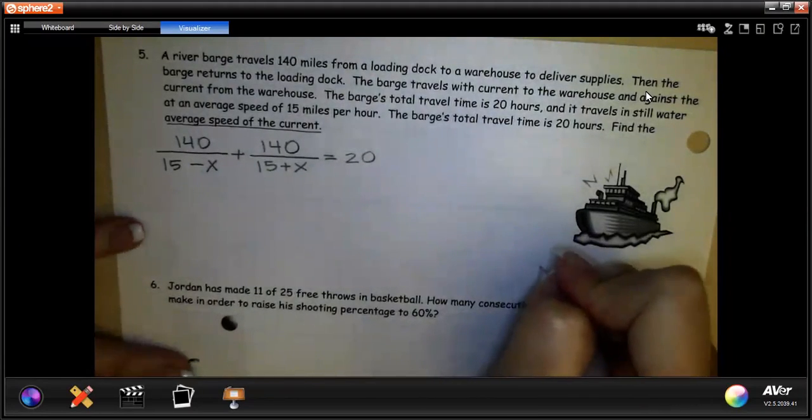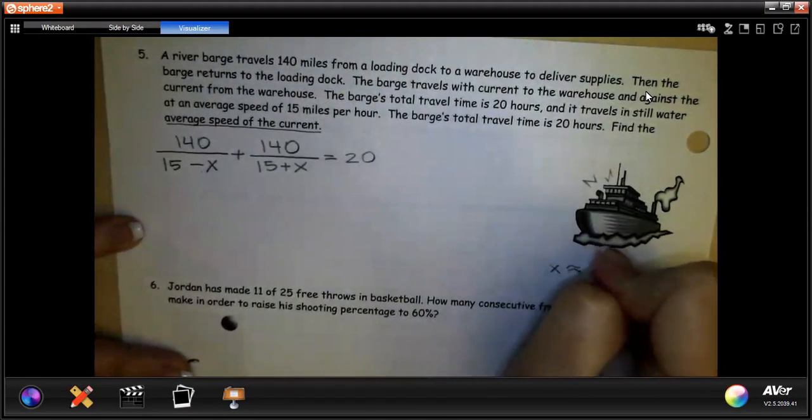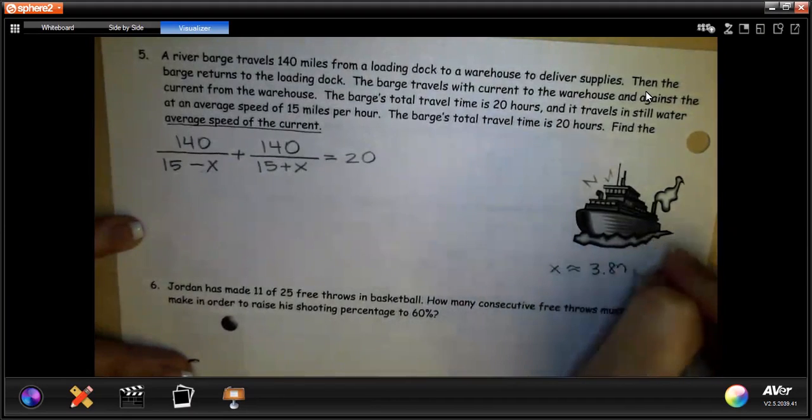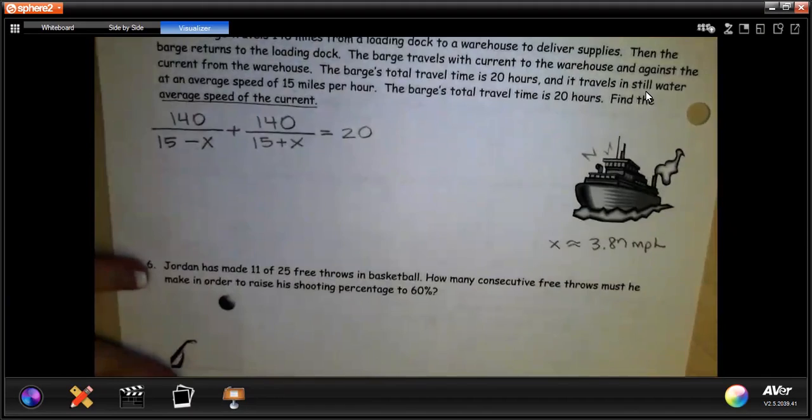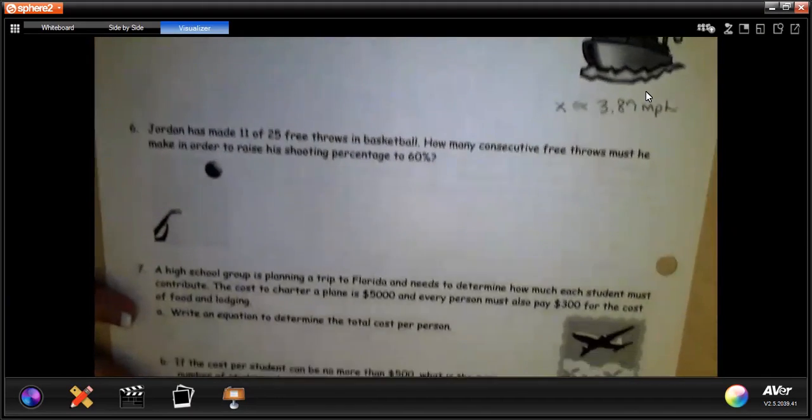I don't want the video to be too long, so I'll go ahead and tell you that x is approximately 3.87 miles per hour. That's our current speed. And you can go ahead and solve that and come up with that.